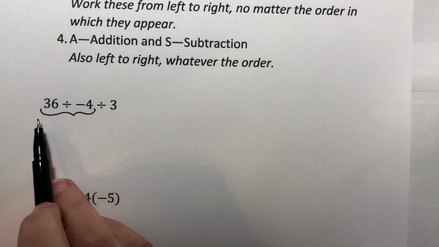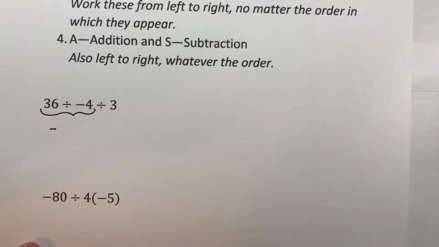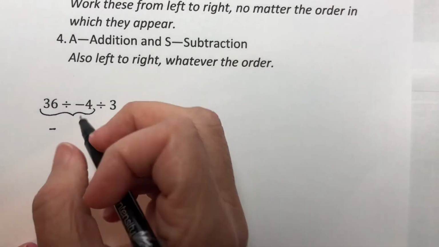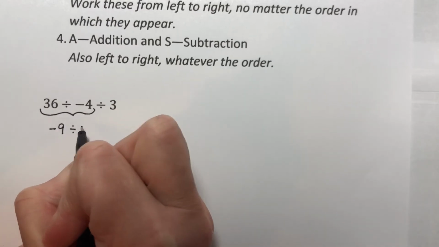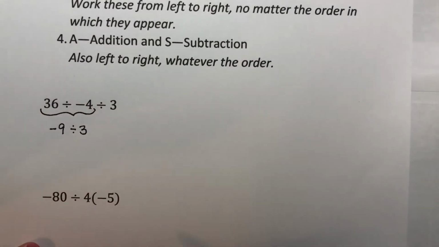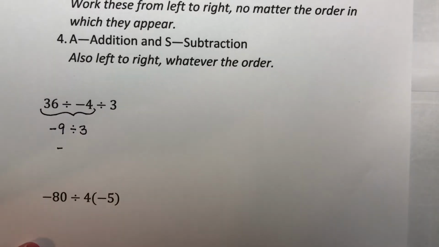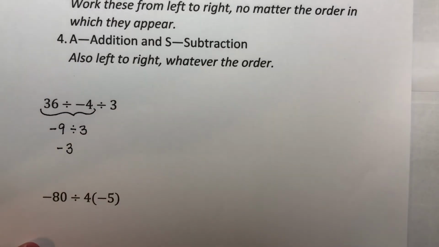36 divided by a negative 4. They have opposite signs. My answer is going to be negative. 36 divided by 4 is 9. So I have negative 9. Now I need to divide that by 3. These have opposite signs, so my answer is going to be negative. 9 divided by 3 is 3. So your answer is negative 3.